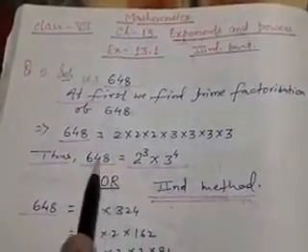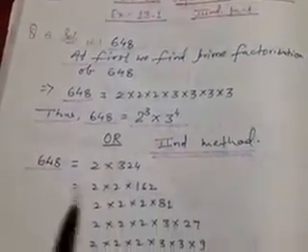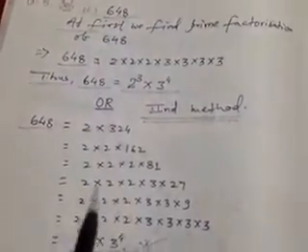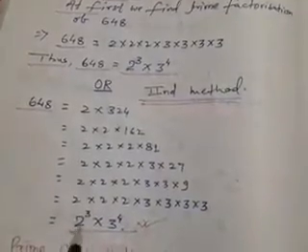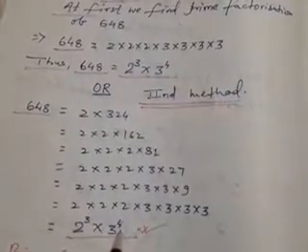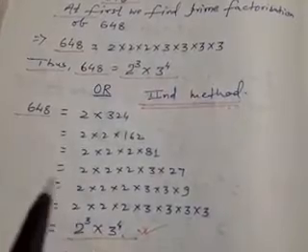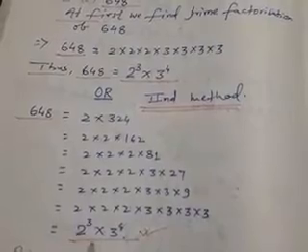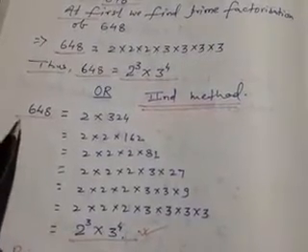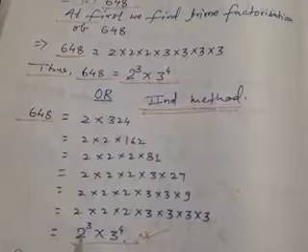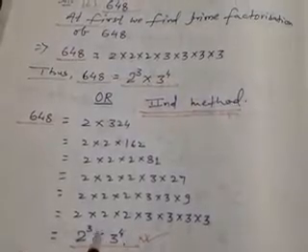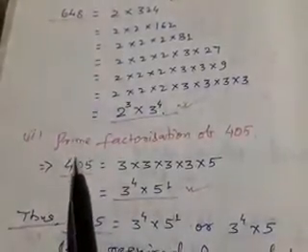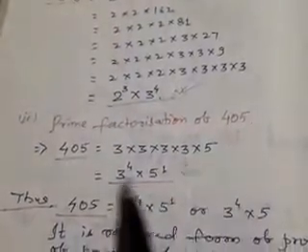Dear students, we can do this question in another way also. It is a simple method to find the prime factorization of these numbers, and finally we also find 2 to the power 3 and 3 to the power 4 is the prime factorization of 648, and it is also the exponential form of 648. And the last question of this video is the prime factorization of 405.